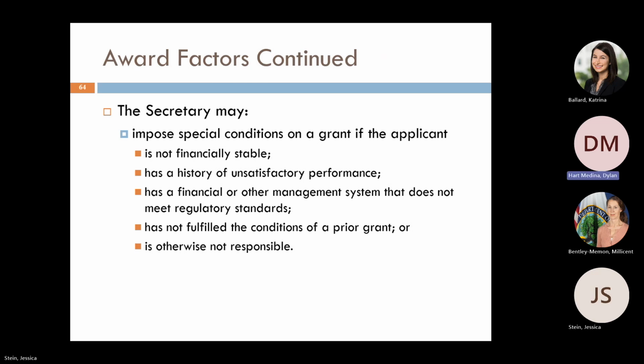Additionally, the secretary may impose specific conditions on a grant if the applicant is not financially stable, has a history of unsatisfactory performance, has a financial or other management system that does not meet the regulatory standards, has not fulfilled the conditions of a prior grant, or is otherwise not responsible.